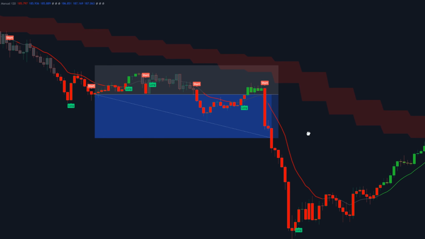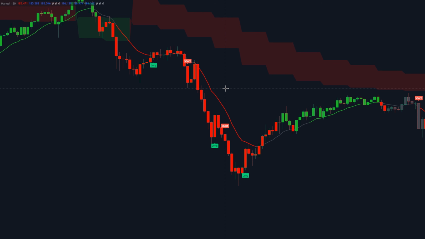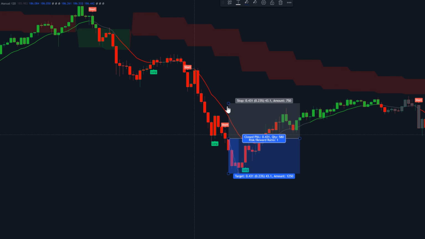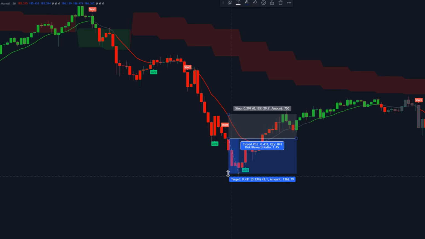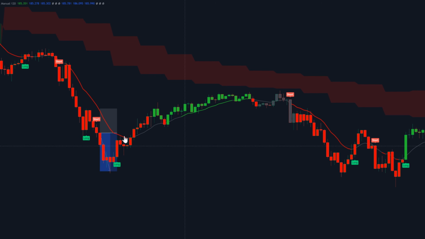If we keep scrolling further, we can see that this was another trade. A short signal was printed, and on the same candle, we can see that everything else was colored red, so we take a short position. And this was a profitable trade. So that's just one of the methods that you can use this indicator to trade.